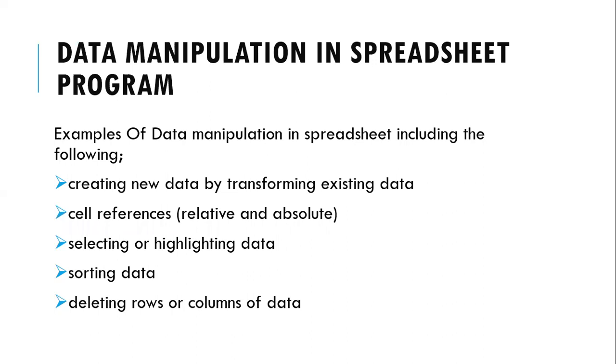They include as follows. The first one is creating new data by transforming the existing data that was once inserted in the program. The second one is the cell reference, that you can also use as relative or absolute. The third one is selecting or highlighting the data. Here it means you highlight the data or you select it. Then the other one is sorting data. It means you are trying to arrange or rearrange the data. And the other one is deleting rows and columns of the data. So these are just few of the examples of data manipulation in spreadsheet program, specifically MS Excel.